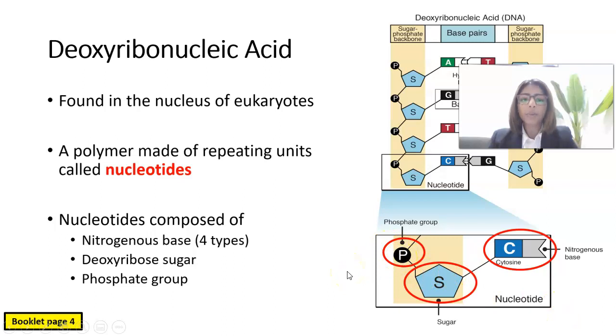Now this arrangement is really important, and part of the skill in this topic is that you may be asked to draw a nucleotide and label it with the relevant parts, or you may be asked to draw a short section of the polymer of DNA. So please make sure that you note where the bonds are found and that you are able to draw a simple diagram.